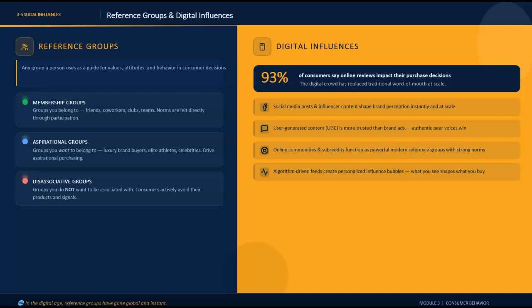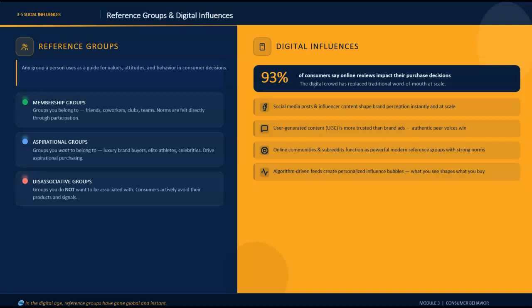Digital influences on consumers: 93% of consumers say online reviews impact their purchase decision. The digital crowd has replaced traditional word of mouth at scale. Social media posts and influencer content shape brand perception instantly and at scale. UGC is more trusted than brand ads.